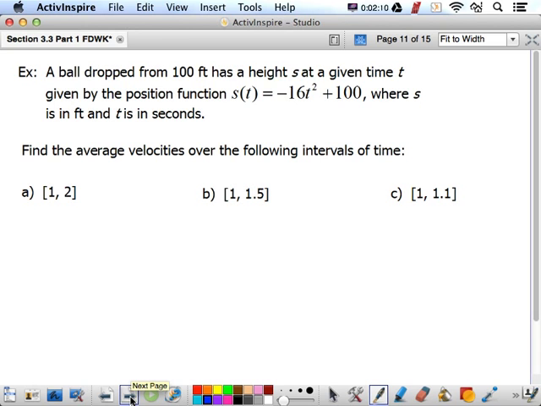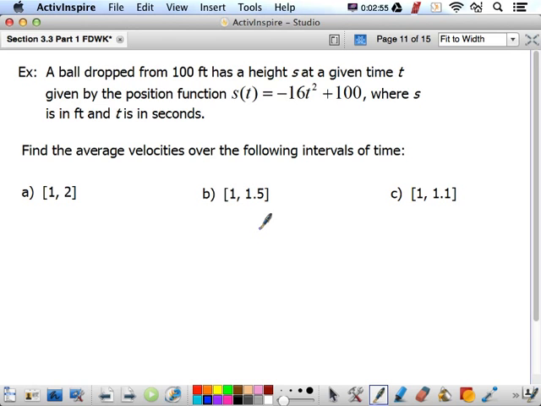So here's our last problem of the day. A ball is dropped from 100 feet and it has a height s at a given time t, and it's given by the position function s of t equals negative 16t squared plus 100, where s is in feet and t is in seconds. We would like to find the average velocities of that ball over the following intervals of time. Now I've written these as intervals, okay, but basically all I'm saying is that I want you to find the average velocity of the ball between 1 and 2 seconds, between 1 and 1.5 seconds, and between 1 and 1.1 seconds.